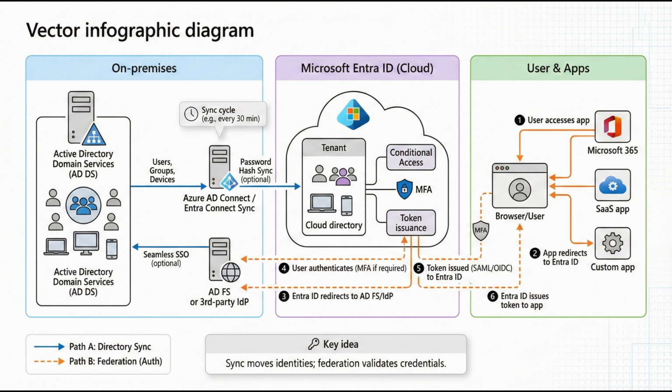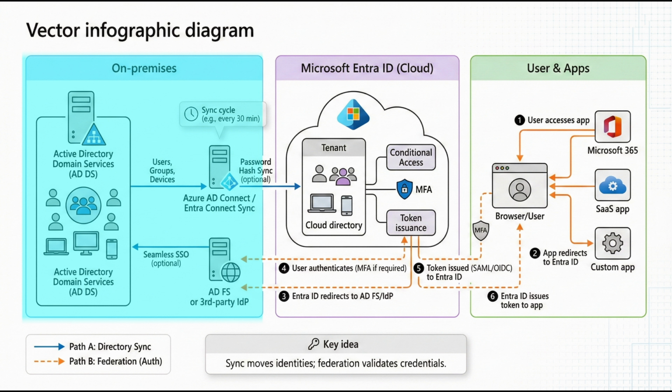Let's first talk about the big idea, the takeaway. You will find it at the bottom, where you see the message: sync moves identities and federation validates credentials. What does it mean? It means the sync will copy your users to the cloud and federation will check the password on premises. Now let's follow it step by step.